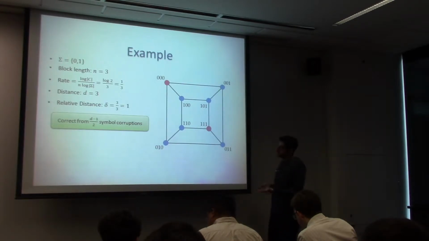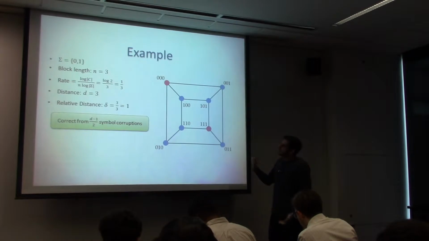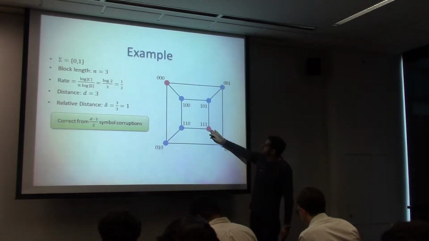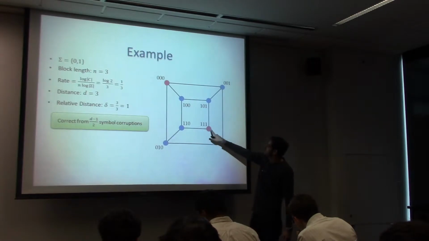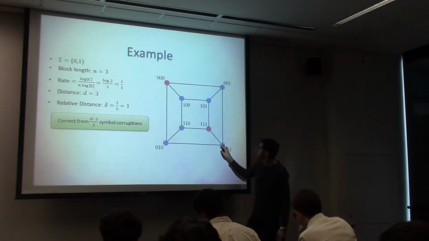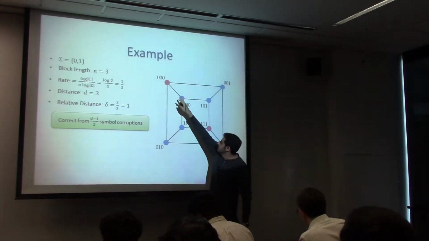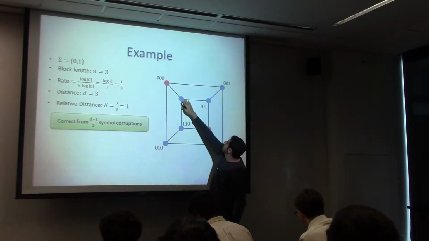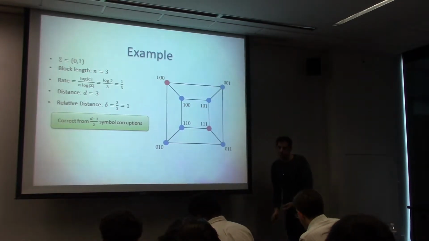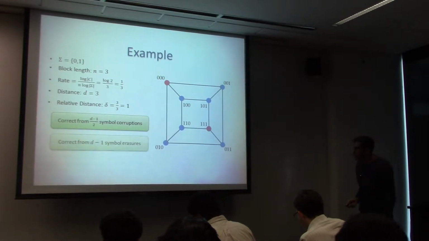And as I said, you can correct from more or less d over 2 corruptions here. D minus 1 over 2 here is 1. So if the adversary does only one error, if Alice starts from here, what Bob would receive would be either this, this, this, or this. But if Alice sends that one, what Bob receives would be either this one, this one, this one, or 0, 0, 0. So these are exclusive, and Bob can do the decoding.